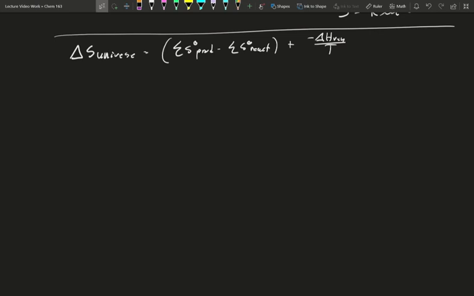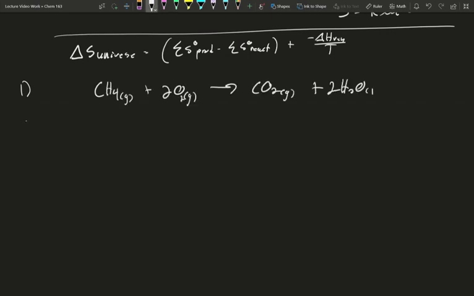Let's look at two examples. First, let's burn some methane. If we look up the S values for these chemicals, we'll find that methane is 186.1. These are all in joules per mole Kelvin. So how distributed is the energy per temperature for a mole of these? It's 205.0 for oxygen, 213.7 for carbon dioxide, and 69.9 for water.